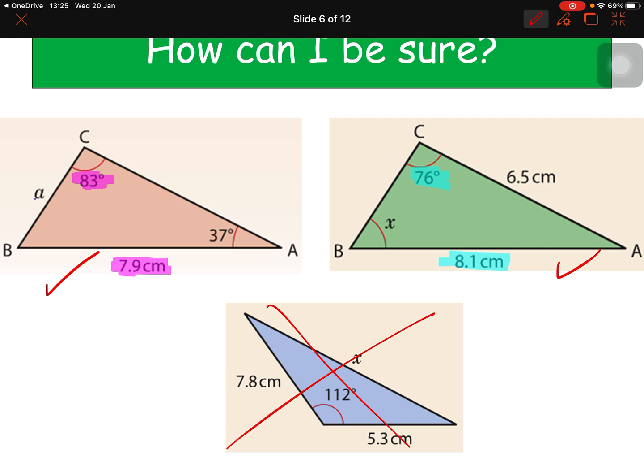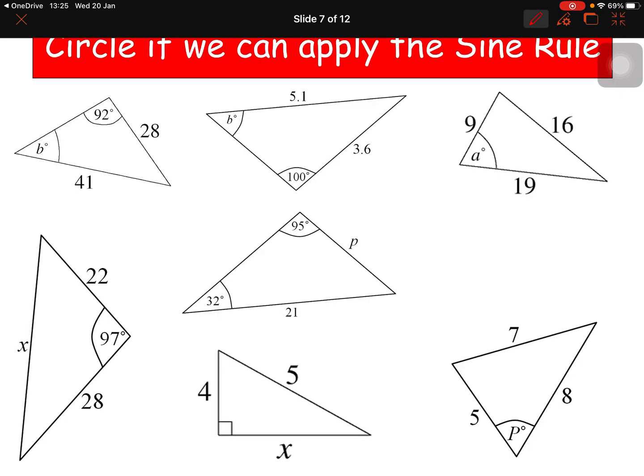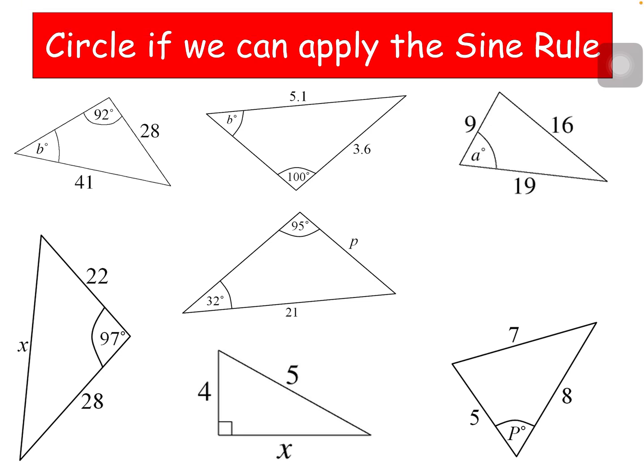So, let's have a look at a question. First of all, you've got 7 triangles on the screen. What I want you to do now, again, pause, and tell me, tick or cross, can I use the sine rule or not? Remember, we have to have a matching pair in order for us to use it. That doesn't include the algebra. We've just got to have a matching pair.